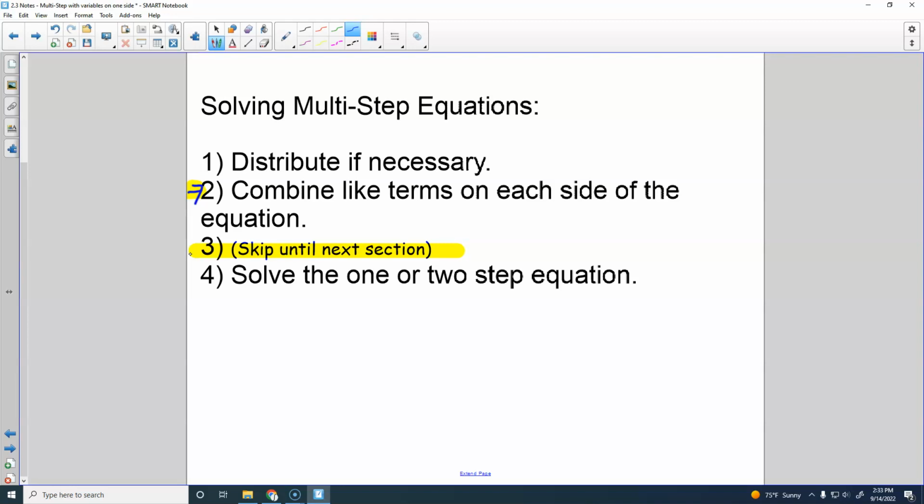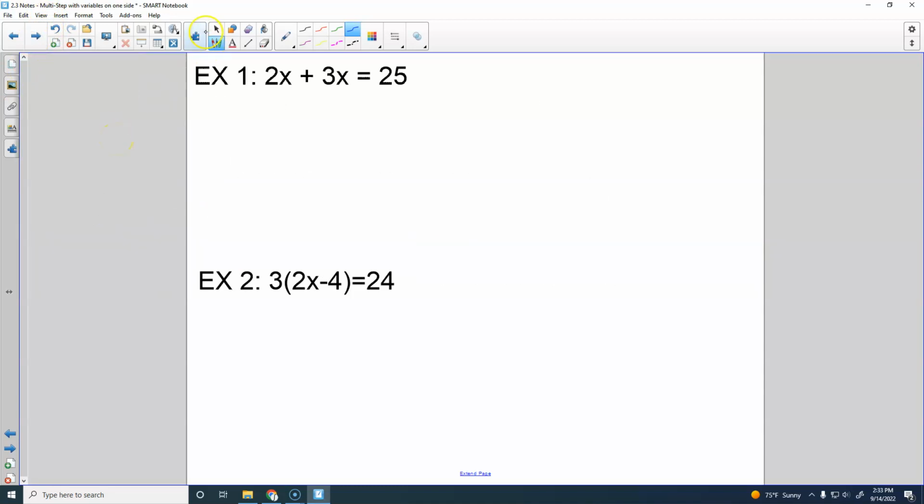And so there will be a third step, but we're not going to have any that will need that third step today. So once we have done these things, we should be at a 1 or 2 step equation, and we'll just solve those like we did yesterday. Okay? So, let's do some problems. Let's look at example 1 here.